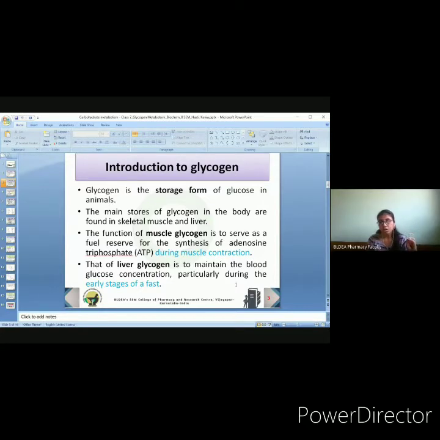to maintain the concentrations of glucose during fasting. That is very important. Whenever a person is under fasting conditions, at that time glucose is the main source of energy. So whatever the stored glycogen is present in the body, that is utilized for synthesis of glucose. Means now glycogen is being degraded into glucose, and that glucose is helpful for maintenance of blood glucose levels during the fasting stages. So the role of liver glycogen is to maintain the blood glucose levels during fasting conditions, while the role of muscle glycogen is to provide ATP during muscle contraction.